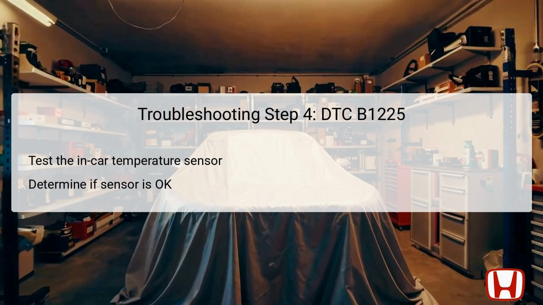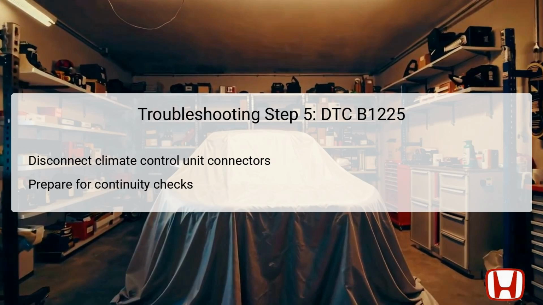the DTC efficiently. Once the in-car temperature sensor has been tested, the next troubleshooting step is to disconnect the climate control unit connectors A and B. This disconnection is essential as it prepares the system for continuity checks that will help identify any wiring issues affecting the in-car temperature sensor circuit.